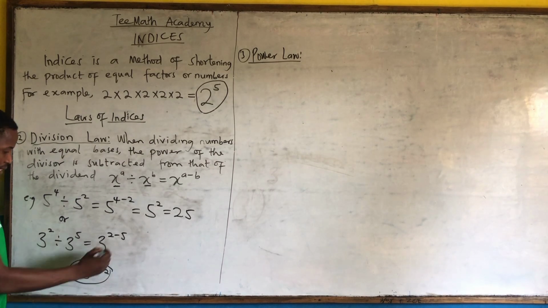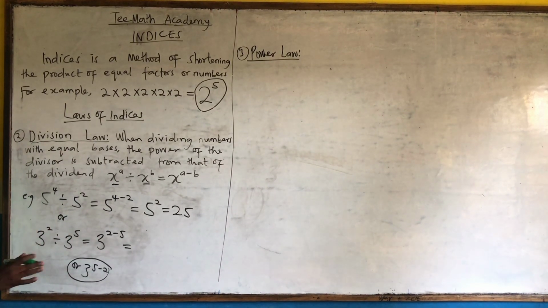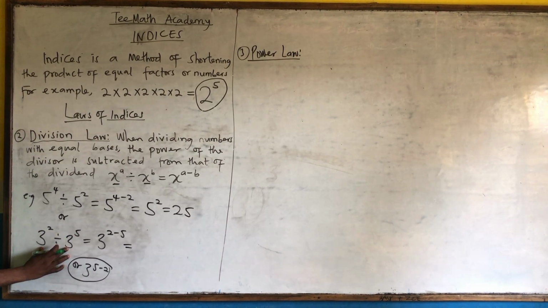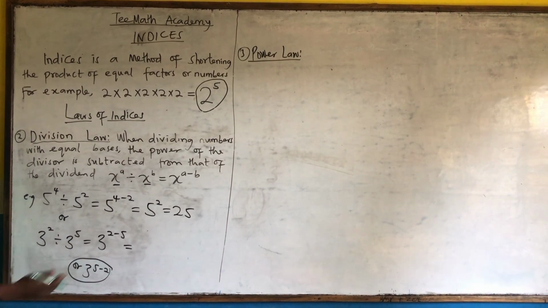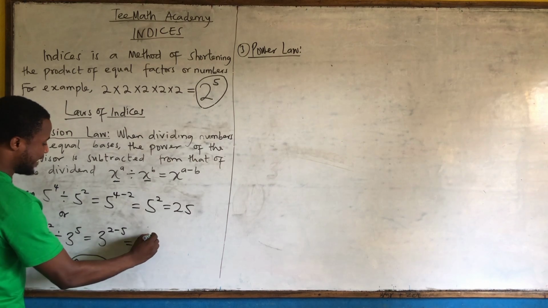With that idea, you follow what you see. These are the divisor and the dividend powers, and of course they have the same base. So I pick one base, and then I remove this power from this one. Not 5 minus 2, it's 2 minus 5. Then that gives me 3 raised to power minus 3.